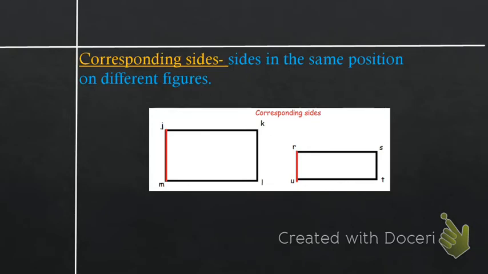So J to K corresponds to R to S. They're both on the top. K to L that I'm highlighting corresponds to S to T. They're both on the right side. And then side M to L corresponds to U to T.